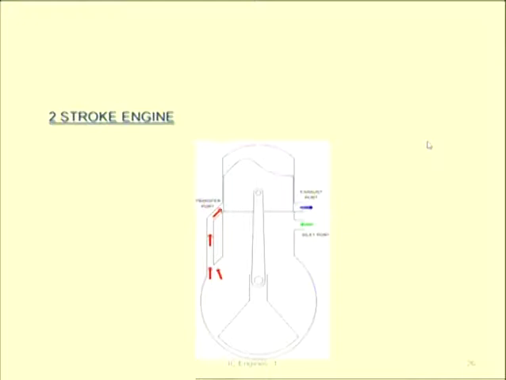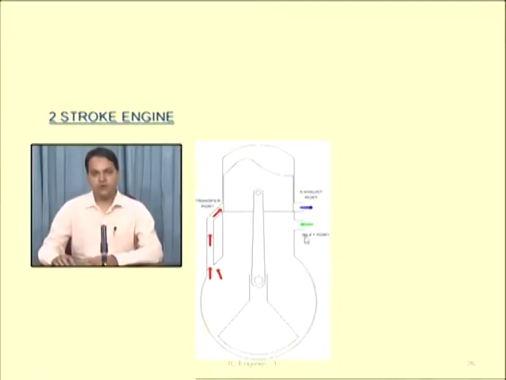Now let us come to 2-stroke engine. See, the 4-stroke figure we have seen, and 2-stroke engine figure we can see it is very simple compared to this. Number of components here are very less compared to that, and the most important thing is we don't have valves here. You can see here we don't have a valve, inlet valve and exhaust valve. Only ports we have. One is inlet port, one is exhaust port, and third is a transfer port over here.